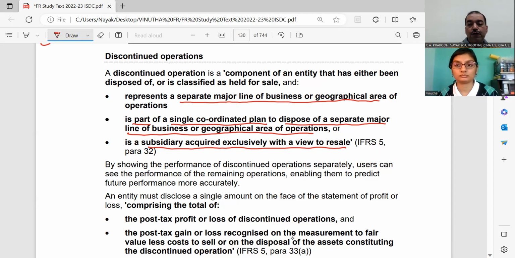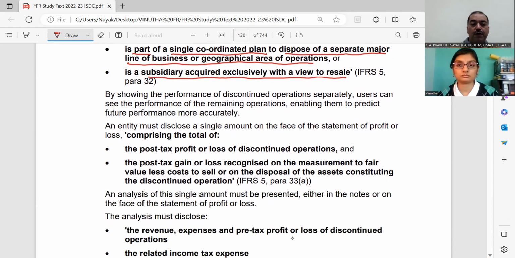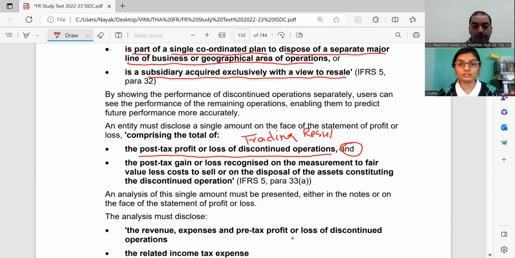An entity must disclose a single amount on the face of the statement of profit or loss comprising post-tax profit or loss, that is the trading results of the discontinued operations, and I told you two things will come. First is trading results up till the date, that is up till 1st of August. And second, what will come? The post-tax gain or loss arising on the measurement of fair value less cost to sell or on the disposal of the assets constituting the discontinued operation.